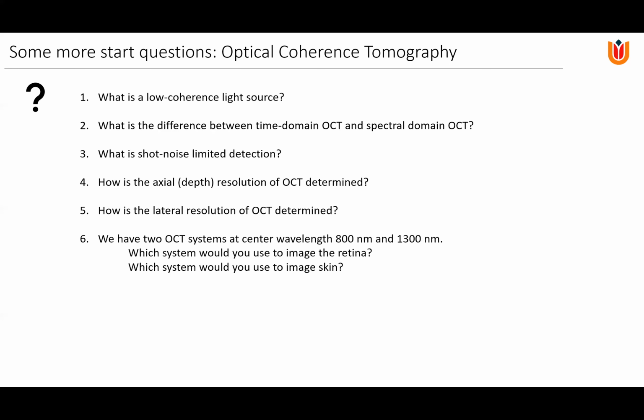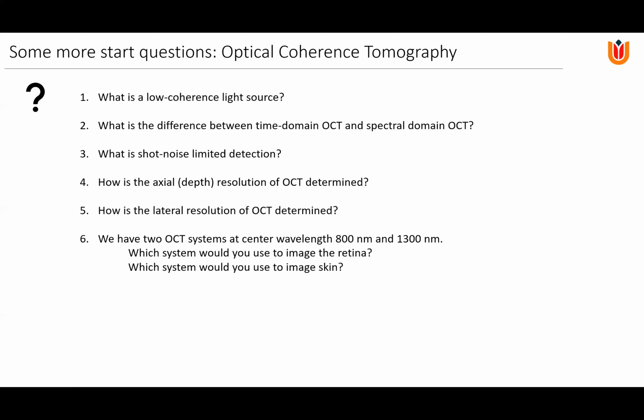So the small correction is that for time domain OCT, you have all the wavelengths, but the distance is fixed and moving. So the light source emits all the wavelengths at the same time, but you move a mirror to sample different positions. And for spectral domain, you would have either a fixed mirror and have all the wavelengths coming one by one, or you would detect them separately. Makes sense or not? Yeah.